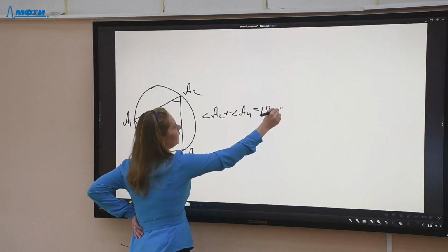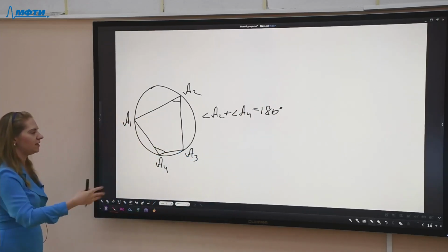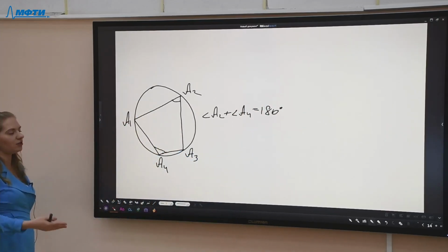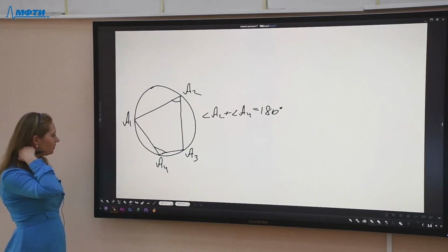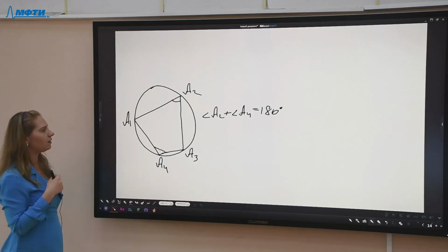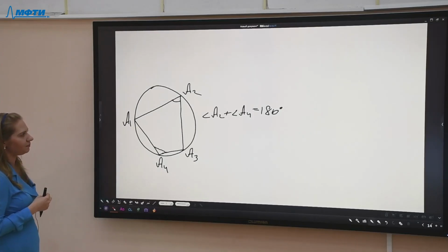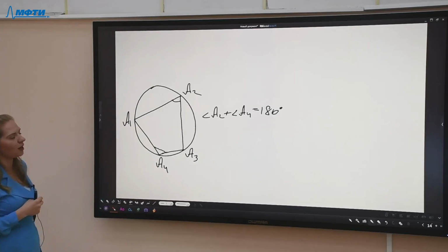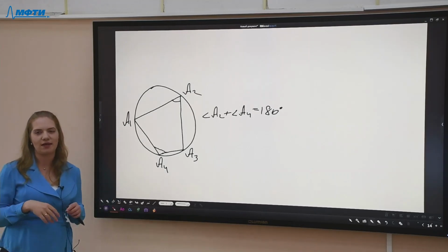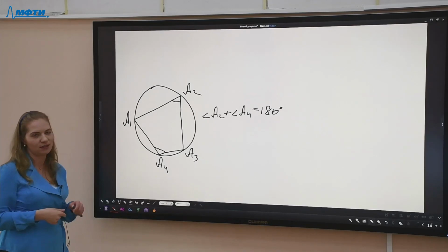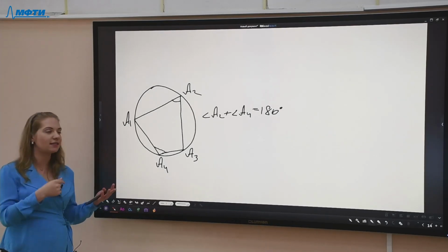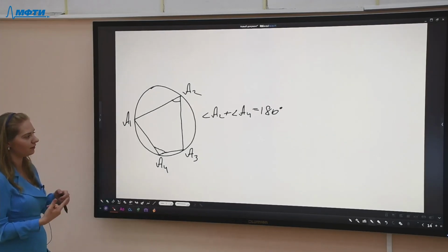And again, we know the sum of the angles inside a quadrilateral is 360. So we can say that A1 plus A3 are also 180. And vice versa, if we have a quadrilateral, and we know that the sum of opposite angles is 180, we can say that we can inscribe this polygon into a circle.